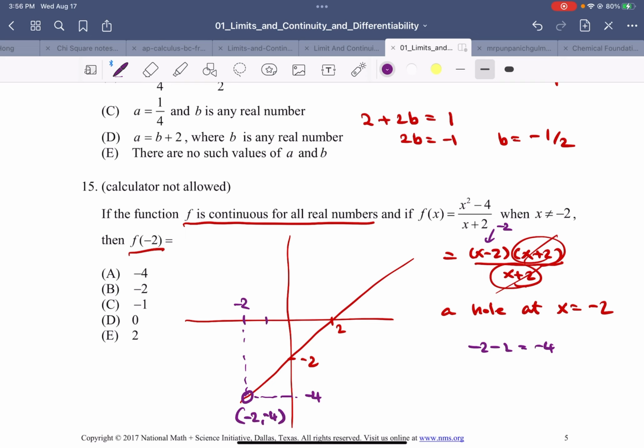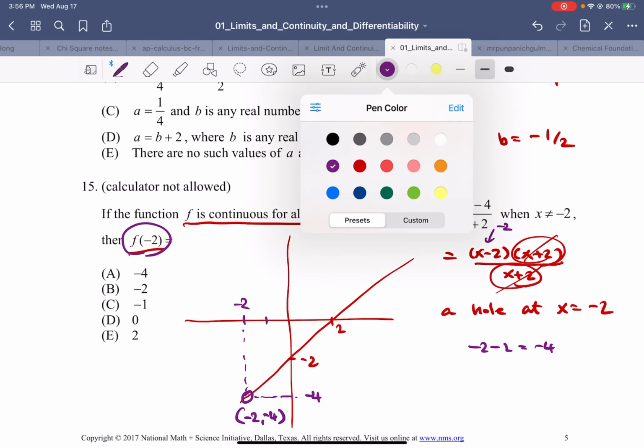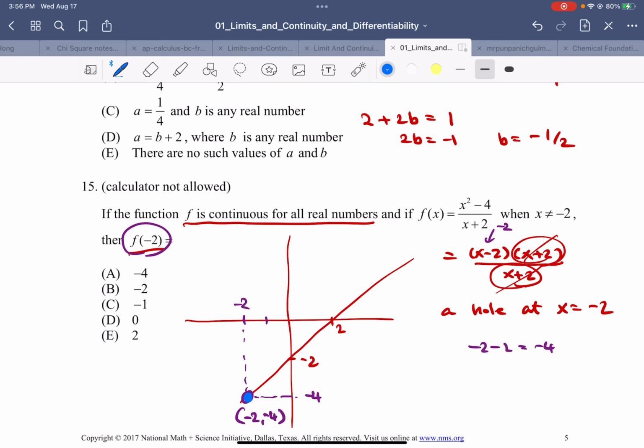So what the question is asking is, what should f of -2 be in order to be continuous everywhere? By the removable condition, you have to fill this one in, right? That's why we call it removable. So f of -2 should be -4 in order to be continuous everywhere. They are checking that you understand removable discontinuity. By filling in that y value, that point, you can make it continuous everywhere.